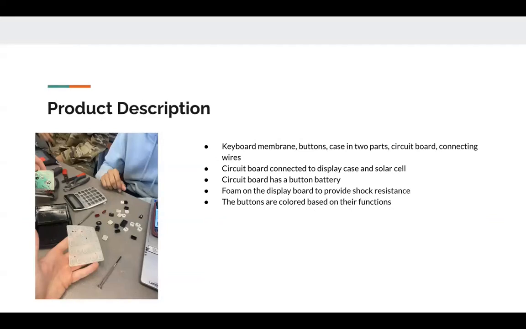On opening the calculator, we found a circuit board and a keyboard membrane. The 24 buttons popped out, and the display screen and solar cell were connected to the circuit board via wires. The display screen had a flat wire connecting the circuit board, and the solar cell was connected with two normal copper wires. To disassemble the case, we had to unscrew 8 screws. However, two of them were stripped, but we were still able to remove the screws and remove the case.